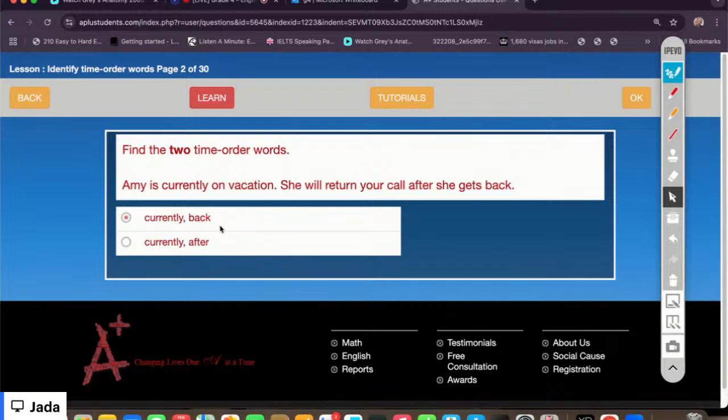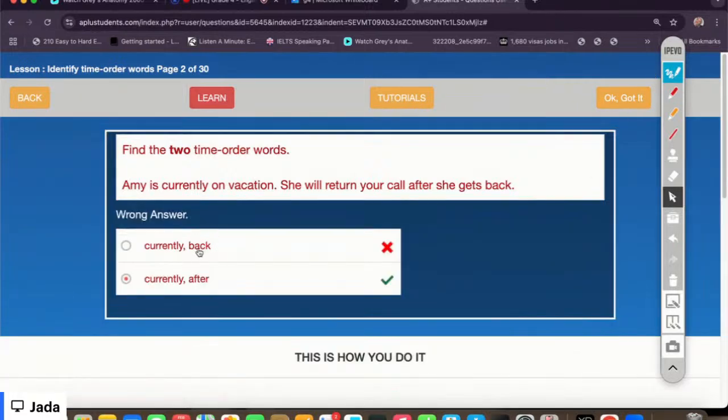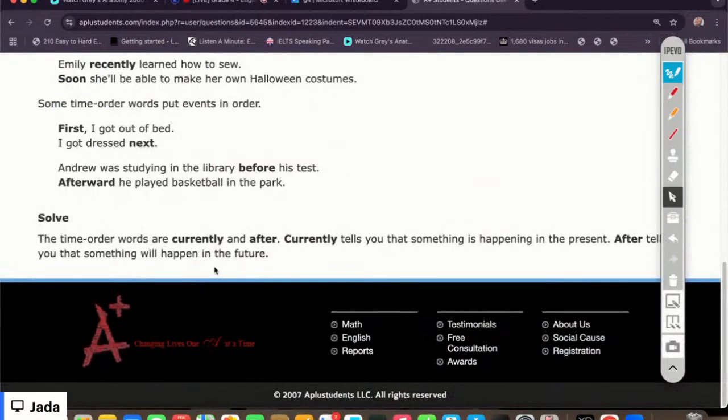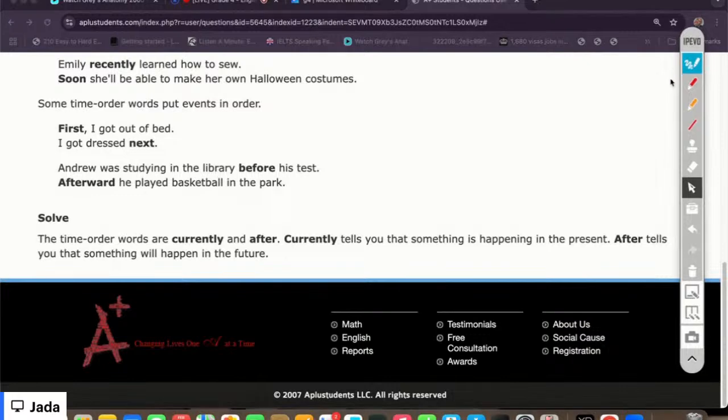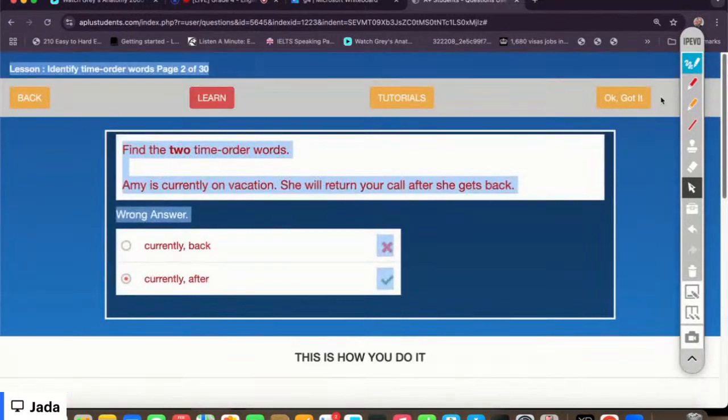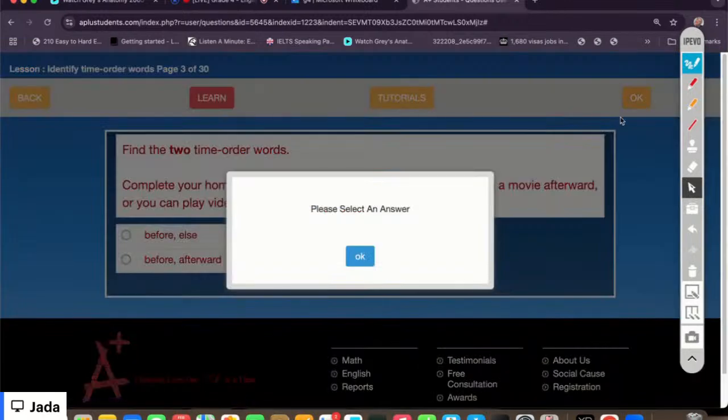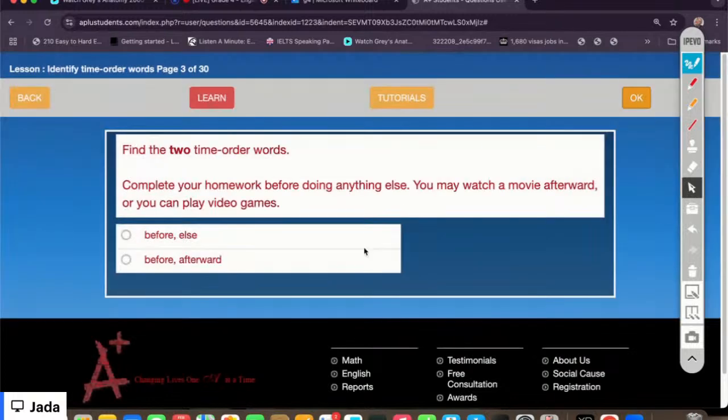Okay, so if we say back, back is not a time order word. So you can just check here and then you can find that currently tells you that something is happening in the present, and then after tells you that something is happening in the future. Okay. How did you get that? Tell me, how did it happen?